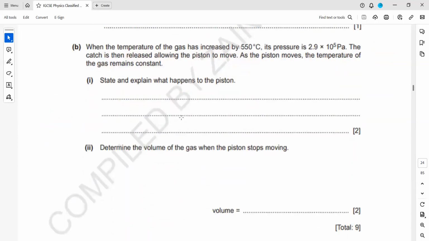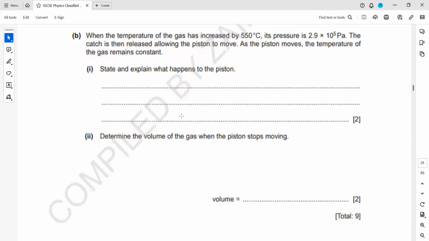When the temperature of the gas increases by 550, its pressure is 2.9 × 10^5 Pascal. The catch is then released, allowing the piston to move. As the piston moves, the temperature of the gas remains constant. State and explain what happens to the piston.